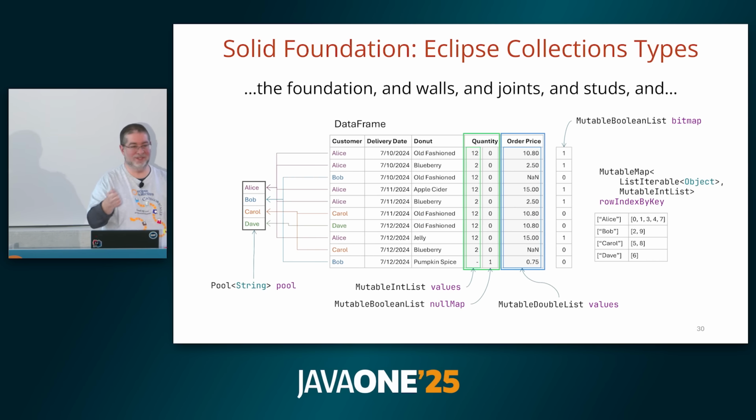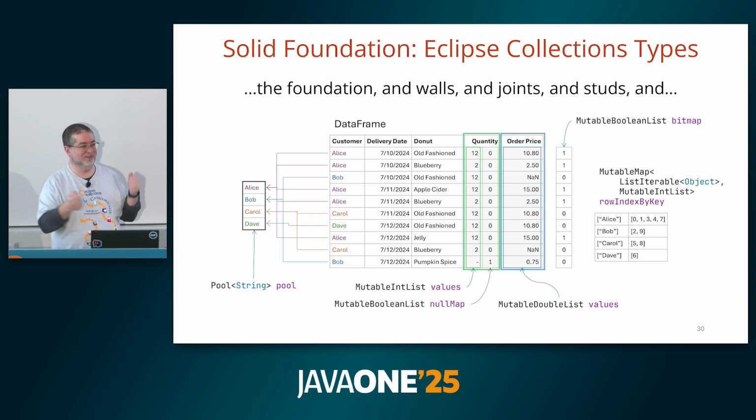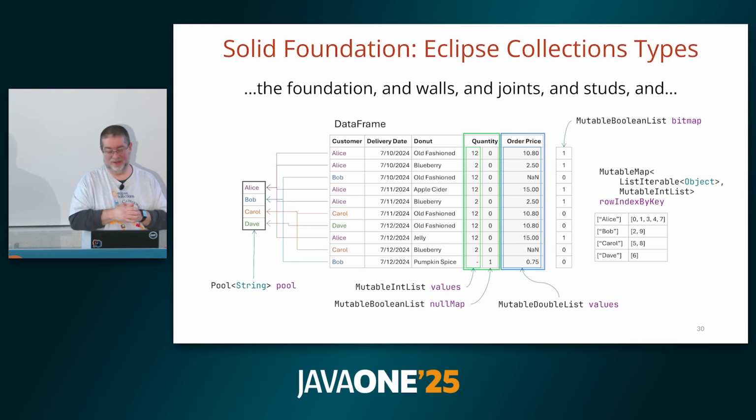Last thing is, if you wanted to index this structure, Vlad's using a mutable map with a list iterable. So you can basically say index on one column or multiple columns, and that's the list iterable that gets passed in. And then you're going to actually have an int list of the indices of those rows.